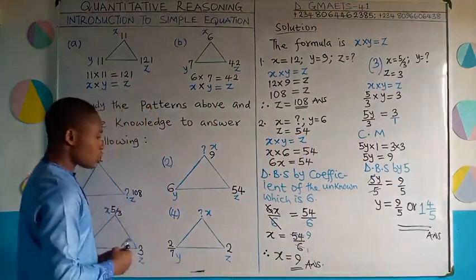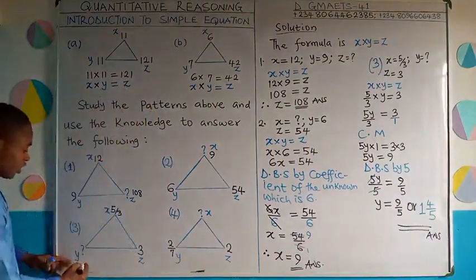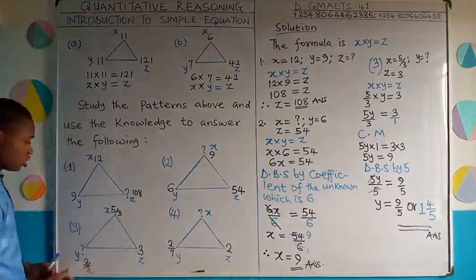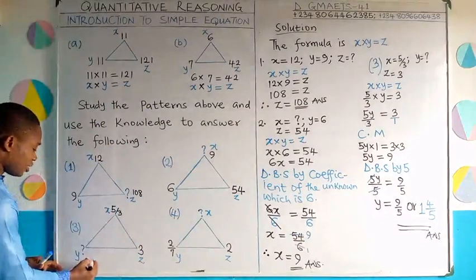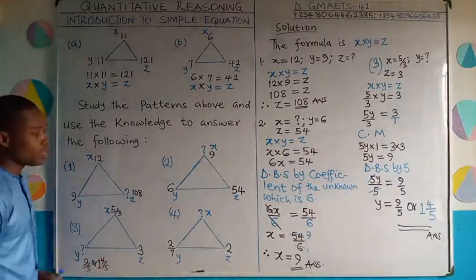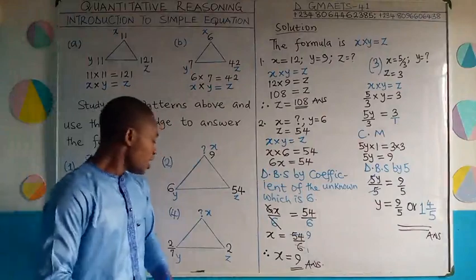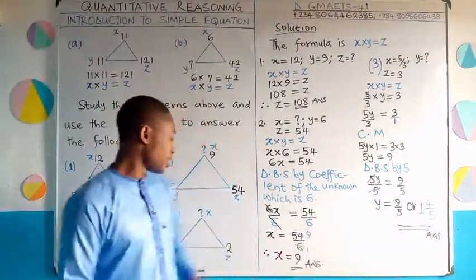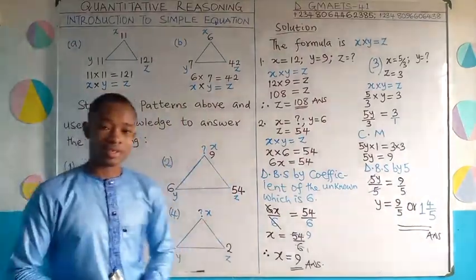So I will come to question number 3. The value of y is 9/5, or like I said, you can write it as one whole number 4/5, and that's the answer. Now we are moving on to question number 4 to see how we get the value of x.